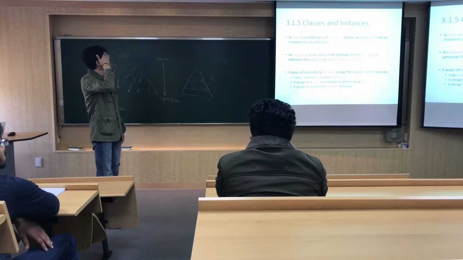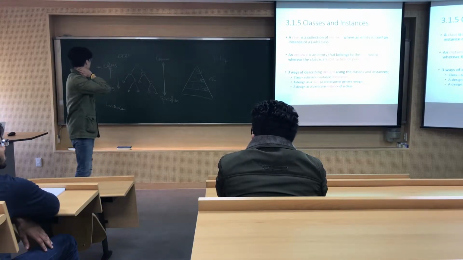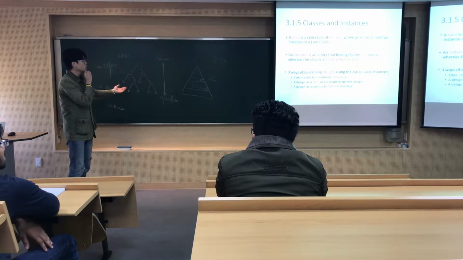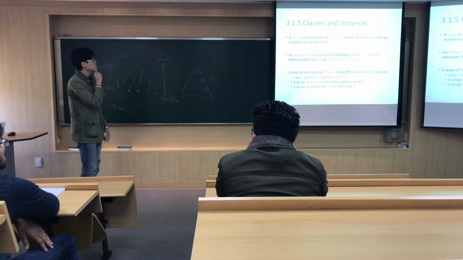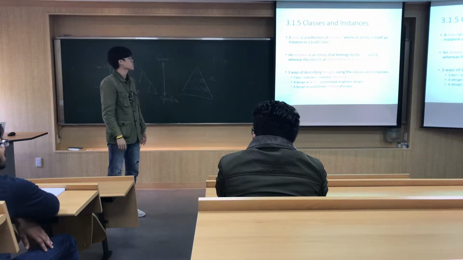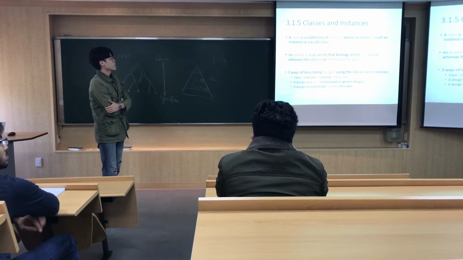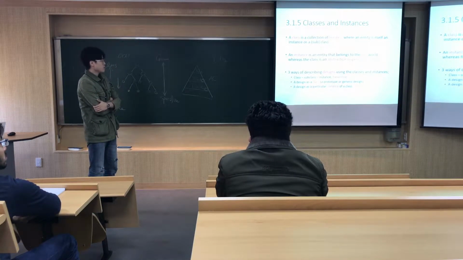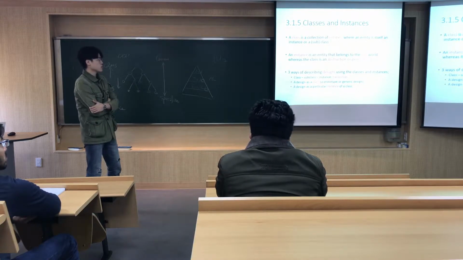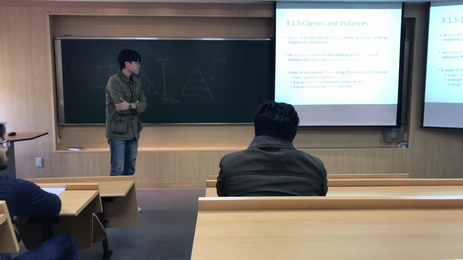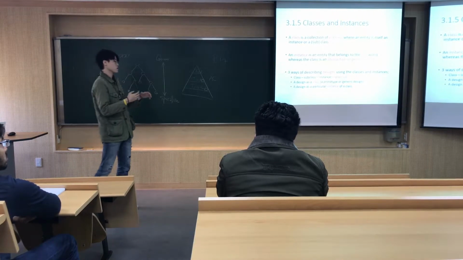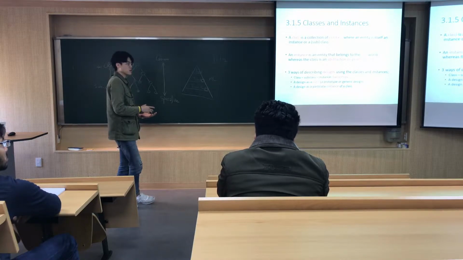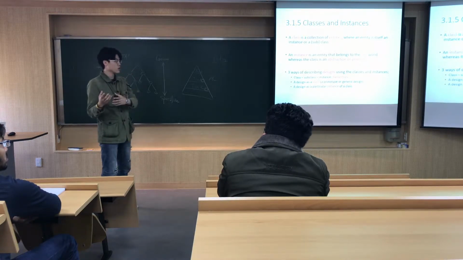And classes and instances. On the board, you can see classes and hierarchies. A class is a collection of entities, where an entity is itself an instance or a class. Whereas an instance is an entity that belongs to the real world. So I have a Kia K5. It's an instance. And a car can be a class.